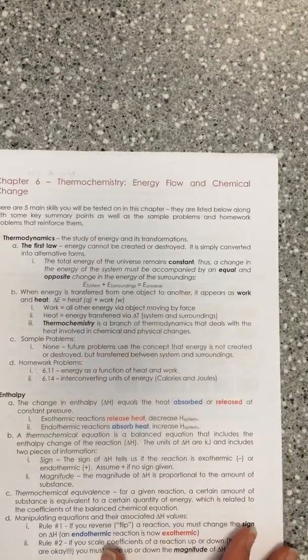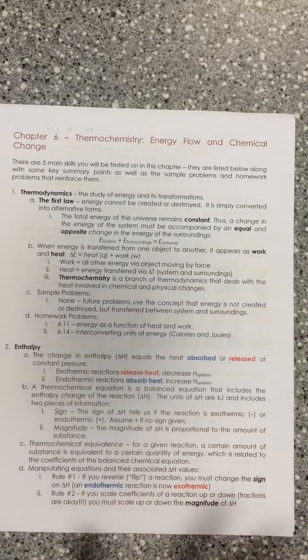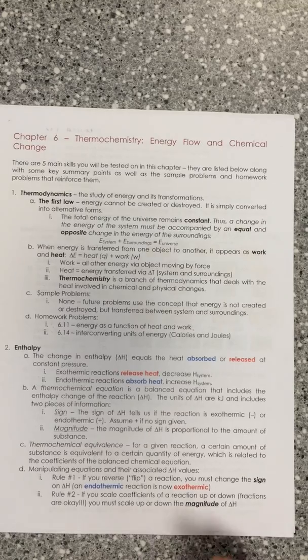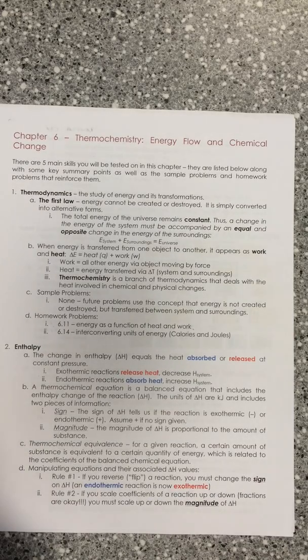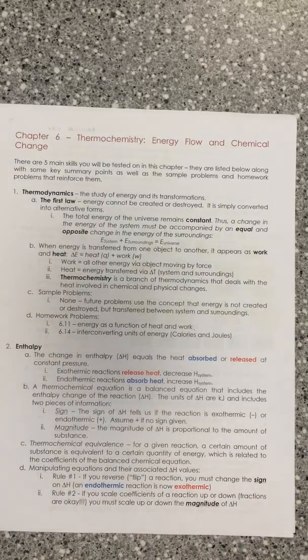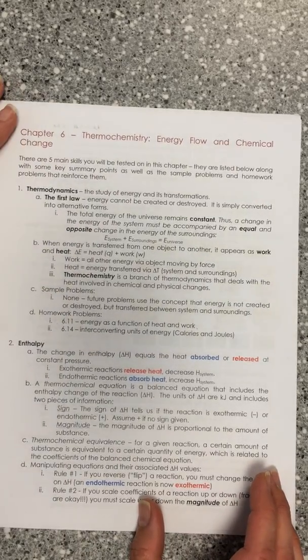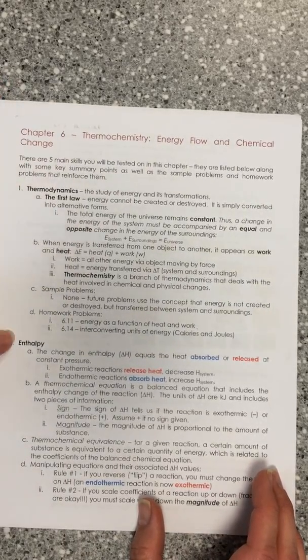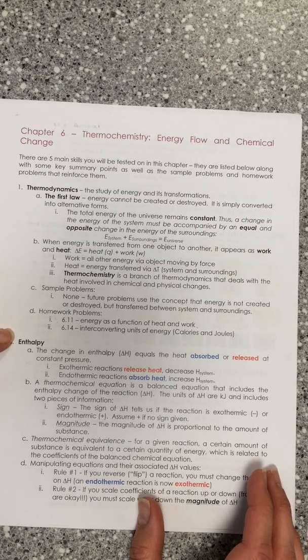Chapter 6 is entitled Thermochemistry, Energy Flow and Chemical Change. Inherent to this chapter is thinking about how energy gets changed as both physical and chemical processes occur. As we have with all of our chapters, it is split into 5 skills. The first concept is thinking about thermodynamics qualitatively.